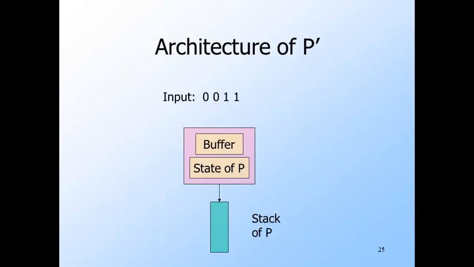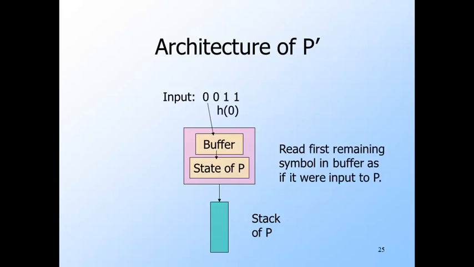As mentioned, its state has two components, the state of P and the buffer. We show input 0011 as an example only. Now P prime can read its first input symbol, 0, and apply H to it. The buffer, which was initially empty, now has the string H of 0. It may be a long string, but its length is finite, so there is only a finite number of states P prime can be in.